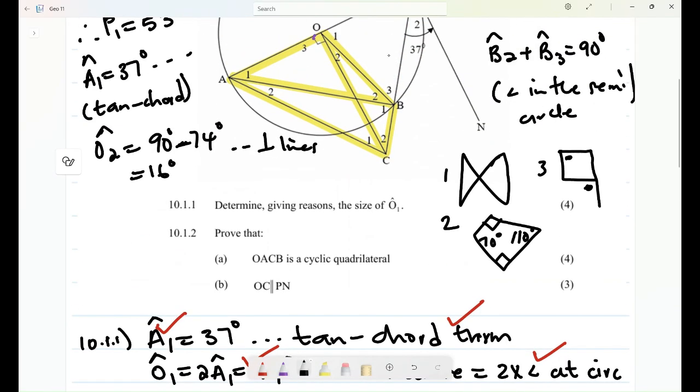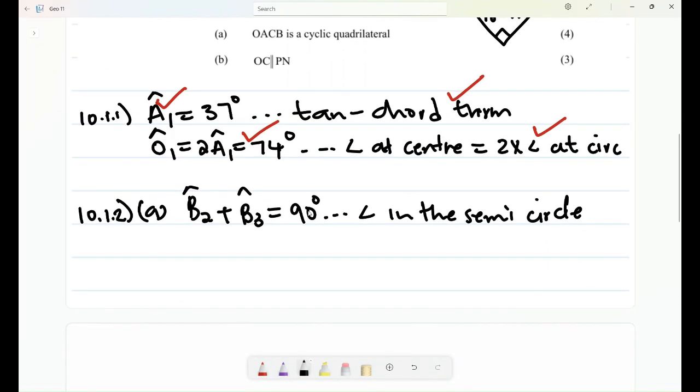But since angles B1, B2, B3 are angles on a straight line like this, this means if this is 90 here, if this angle is 90, it means the remainder of the angle should also be what? 90. Therefore, you're going to say angle B1 is equal to 90 degrees.